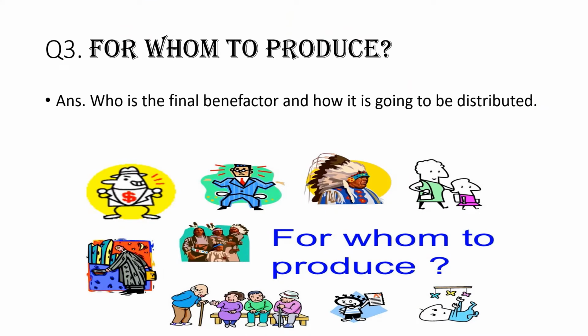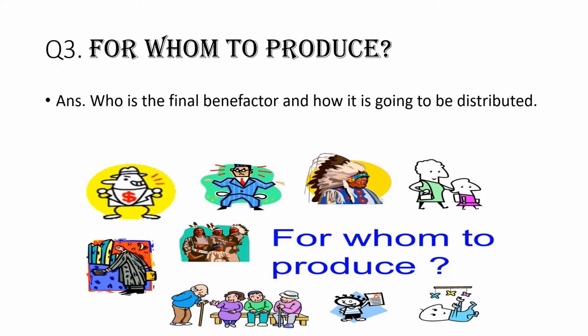The third and final question is for whom to produce. That is, for whom are the goods to be produced? How much is everyone to get out of the total production, or how shall the national cake be distributed among the people?